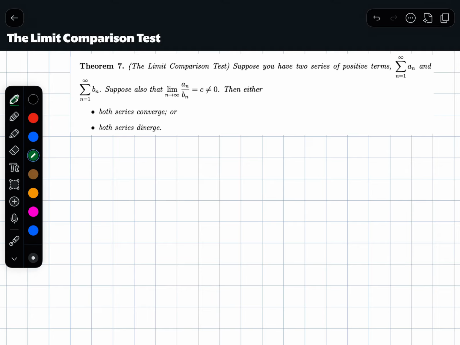Now, another type of comparison test is the limit comparison test. Whenever I don't say what type of comparison test I'm using, it is always the direct comparison test that I talked about in a previous video. But if I do say it, I can say that it's either the direct comparison or the limit comparison test. And as the name implies, the limit comparison test requires you to calculate a limit. So this is the limit that you are going to calculate on the limit comparison test.